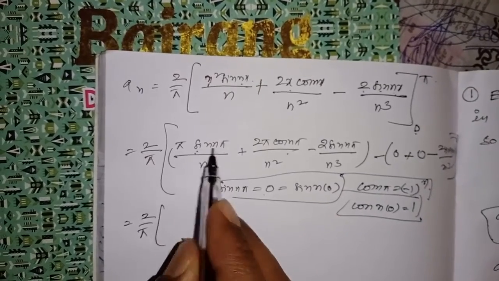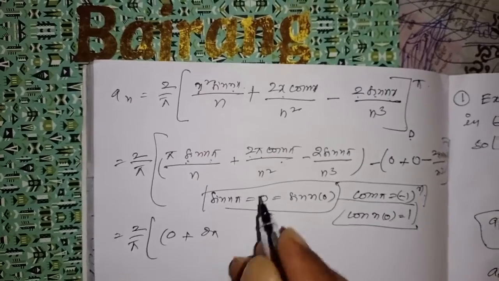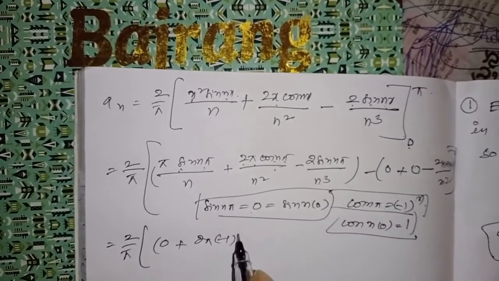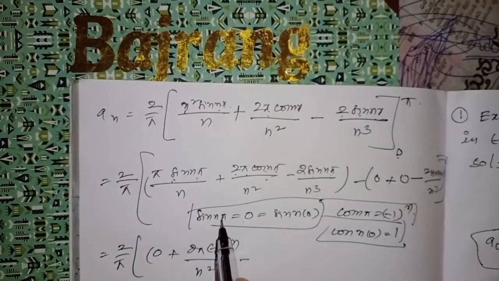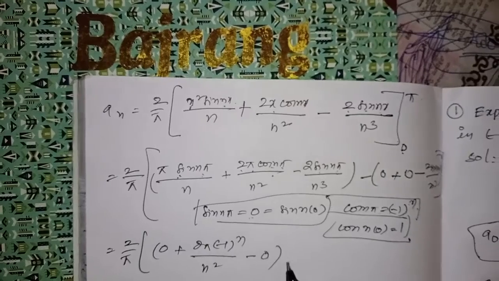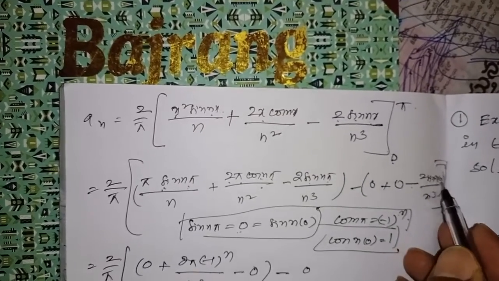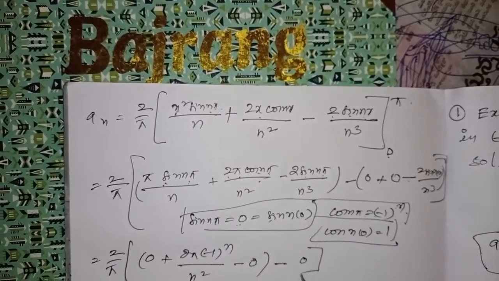That is equal to, this is sine n pi 0 plus 2 pi cos n pi. Cos n pi value is minus 1 power n by n square minus sine n pi. Sine n pi value is 0. This is the upper limit, minus the lower limit. This is minus sine n of 0. Sine n of 0 value is also 0. So the lower limit is total 0.